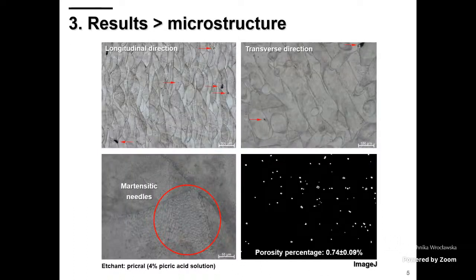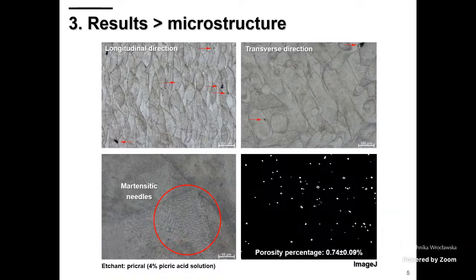Firstly, I would like to show you the microstructure in different directions, longitudinal and transversal. So firstly, we can see that the microstructure is rather coherent. We also can clearly see the laser passes in both directions. And it is typically a martensitic microstructure. We have found some martensitic needles in some places. And it is also clear that we have some porosities. They are identified here by the red arrows.